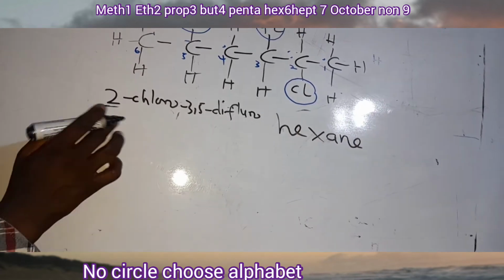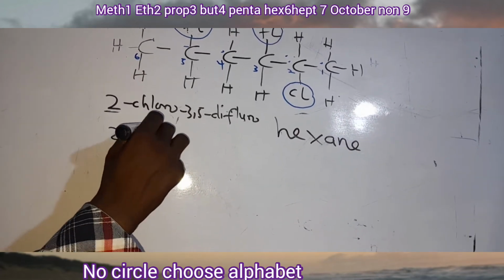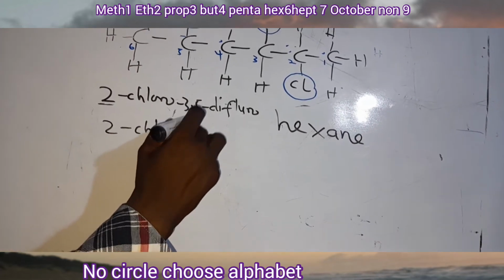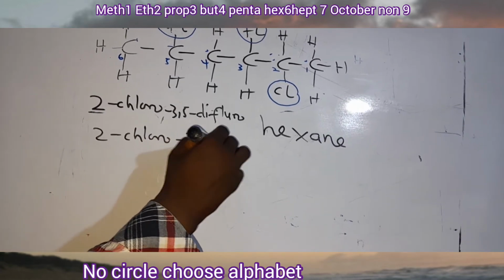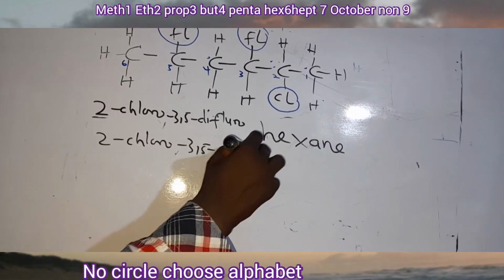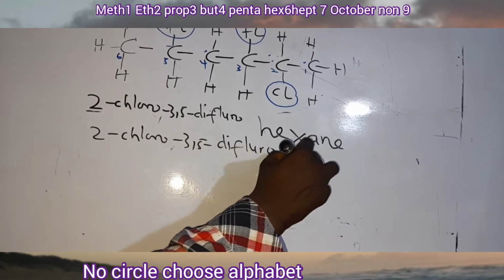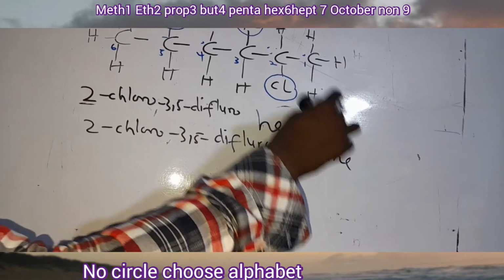We could do all these names. So we said 2 chloro, 3, 5 difluorohexane. Let's go over again.